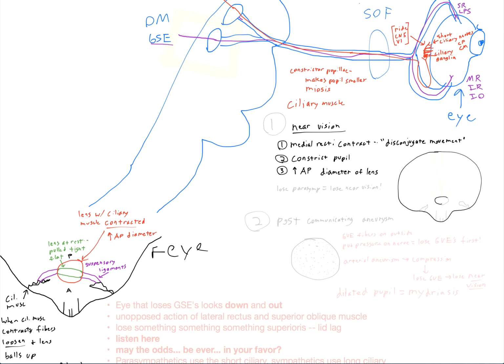Two of them are parasympathetic responses, right? If you lose your parasympathetics, you lose the ability to read near vision. That makes sense, right? You can't change the diameter of the lens if you don't have parasympathetic input, and you can't constrict your pupil. So if you lose parasympathetics, you lose near vision. You cannot read up close. So that's one thing.